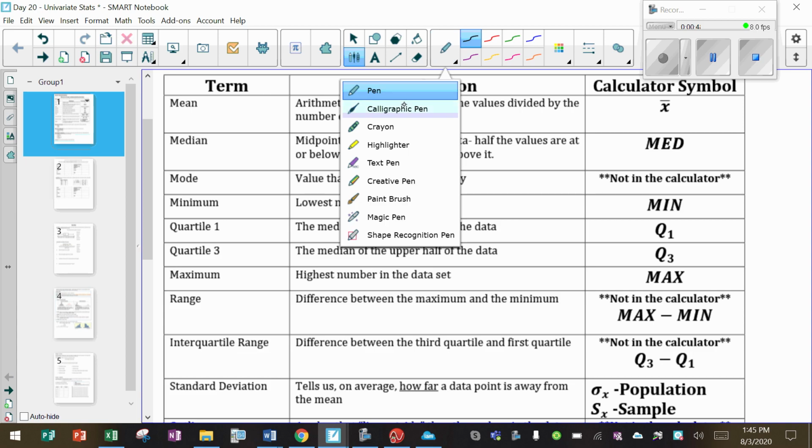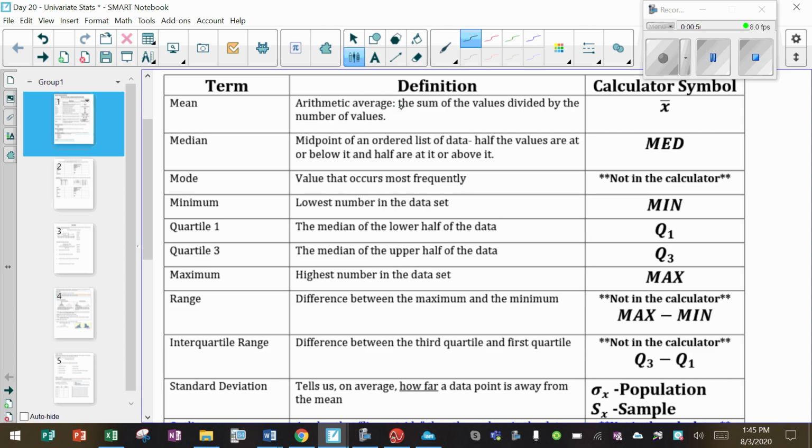Mean, median, and mode are the three common measures of center that you may know. Mean is your average. The median is the middle number. It's the midpoint of an ordered list of data. Half the values are at or below that number, and the other half are either equal to or above that number. There is no symbol for median, so we just abbreviate it MED.